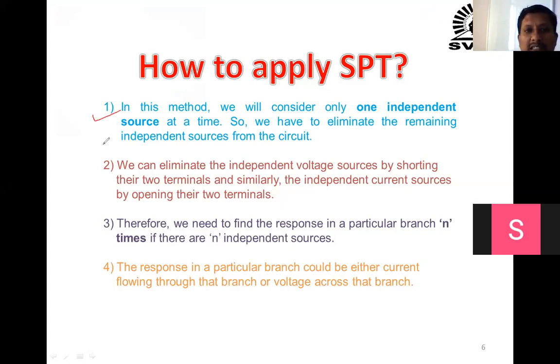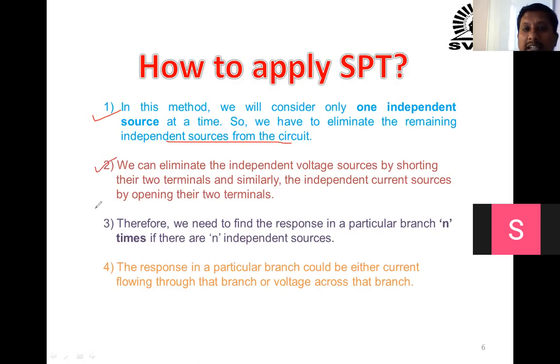In the first point, in this method, we will consider only one independent source at a time. Only one independent source you have to consider as active, while all other independent sources you have to eliminate by their particular internal resistance. I will tell you what that actually means. We have to eliminate the remaining independent sources from the circuit by short circuit or open circuit. It depends on whether it is a voltage source or a current source. That is given in the next step.